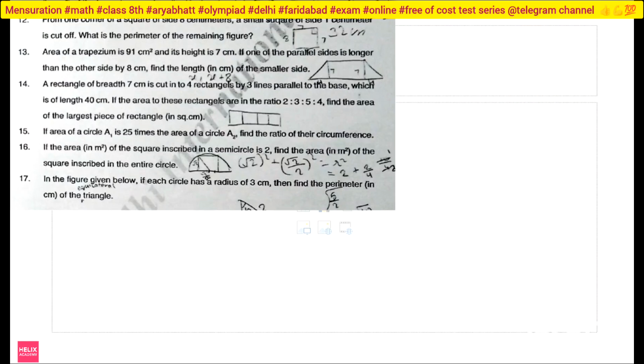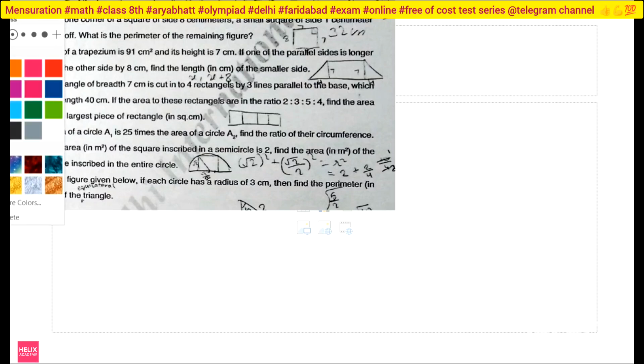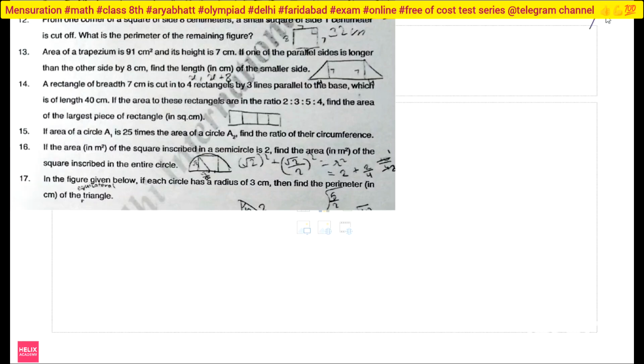Okay, what they are saying: the rectangle, breadth is 7 centimeter, is cut into 4 rectangles by 3 lines parallel to the base. 4 rectangles, 3 lines parallel to the base, so the rectangle is cut. Okay, imagine the diagram. A rectangle shape is given, they have cut it into 4 pieces, so everything is a rectangle only. Now next they are saying that the areas of these rectangles are in the ratio 2 is to 3 is to 5 is to 4. Find the area of the largest piece of the rectangle. The area of the largest piece is asked, okay.